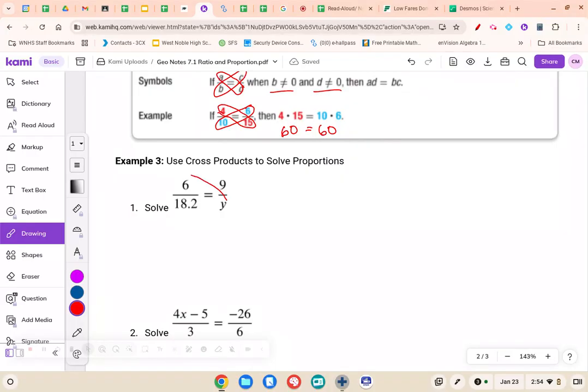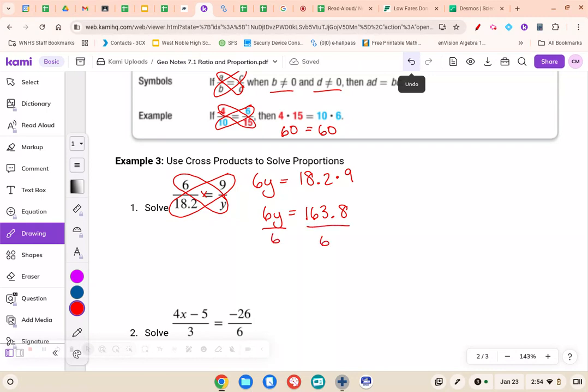So I am going to cross multiply. Use the butterfly method. You simply just multiply. You take 6 times y and 18.2 times 9. So 6y stays. The 18.2 times 9 equals 163.8. And then the solving should be pretty simple. I'm hoping this chapter is pretty easy for us because there's a lot of this cross-multiplying information.